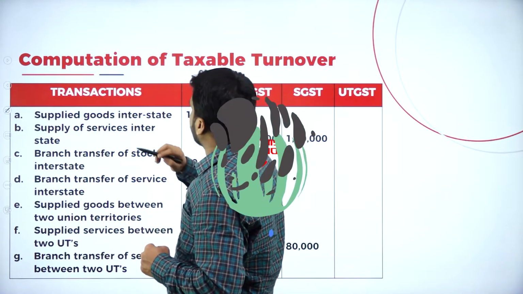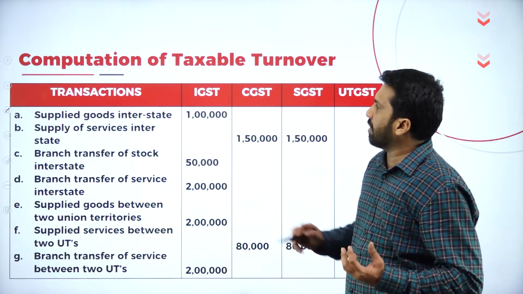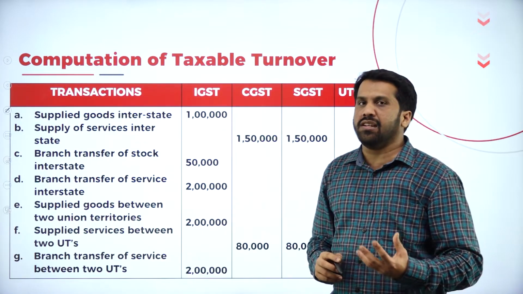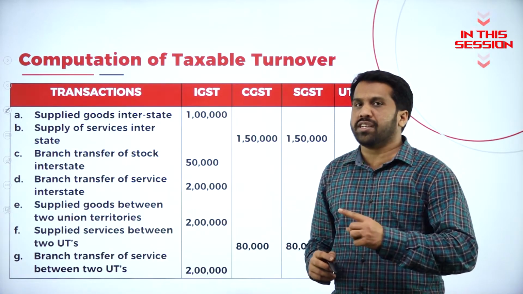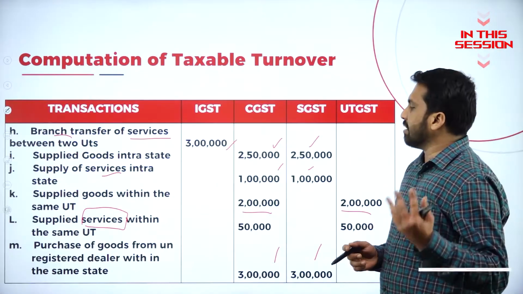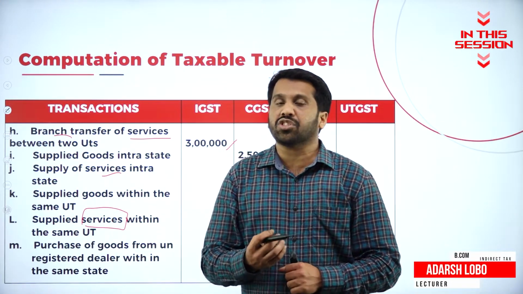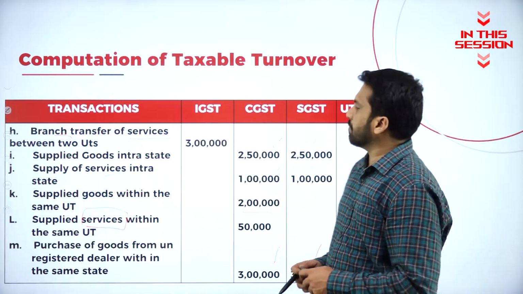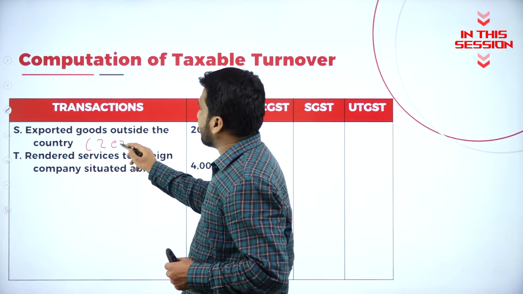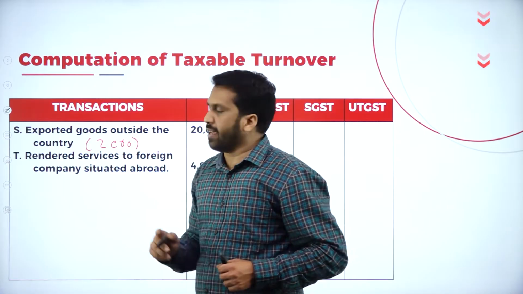Supplied goods interstate, so it has to be taxable where? IGST, because it is one state to another state. Unregistered dealer, even though it is purchases, we call it as reverse charge mechanism. Exported, we call it as zero rated supply.